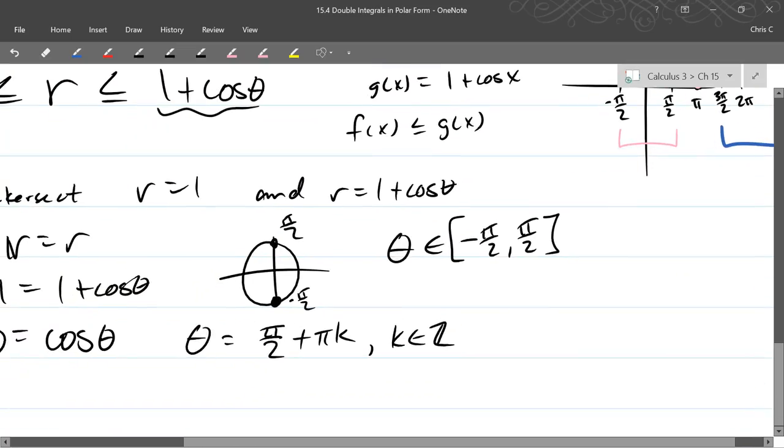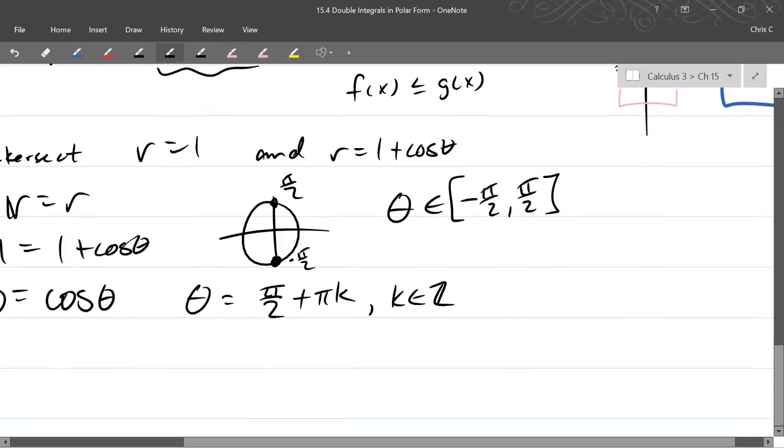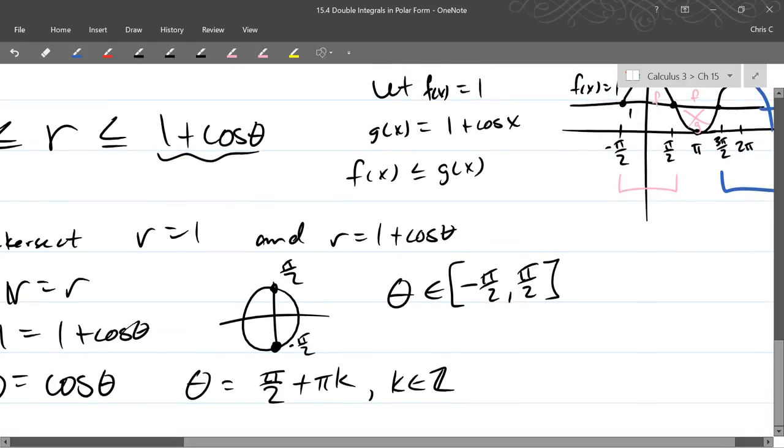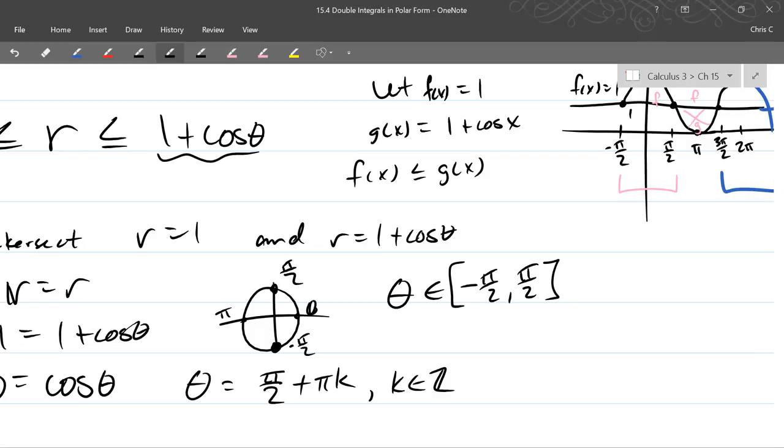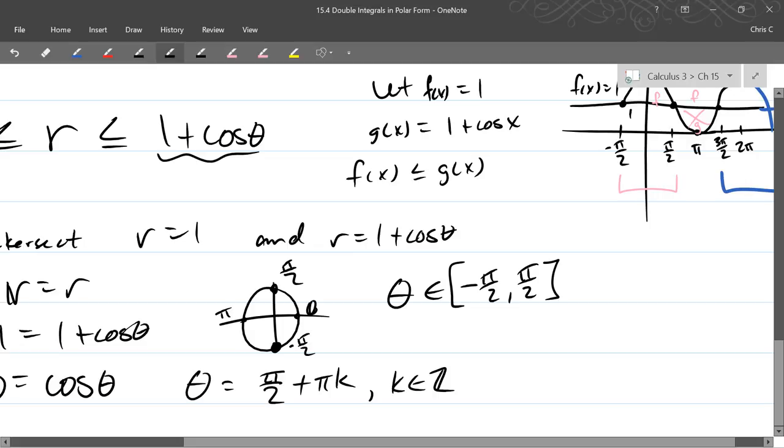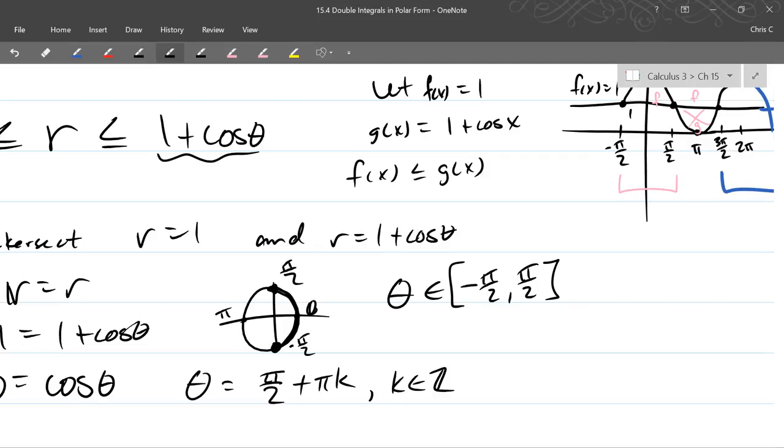There's another way to do this. If you plug in a value between two of these, you could figure out which function's on top, which function's on bottom without graphing. So I could have picked, for example, 0. I could have chosen 0 and plugged in 0 and seen which function is greater or less than with 0. And I would figure out that, yes, f is indeed less than g at 0. So I can go from negative pi over 2 to positive pi over 2 on that side. So that's another way to do it. There are really two main ways to figure this out: plug in points or make a graph.